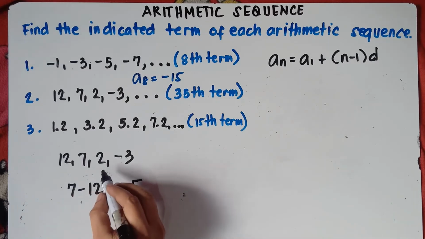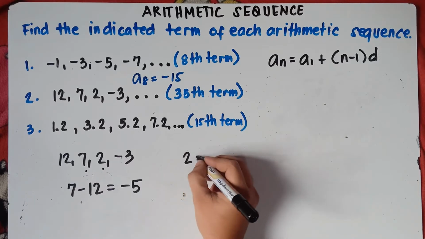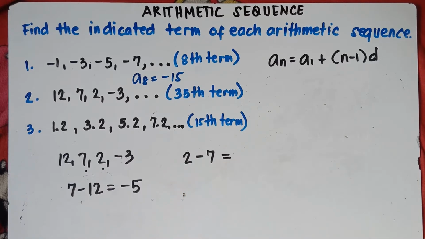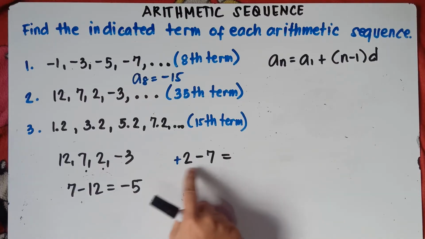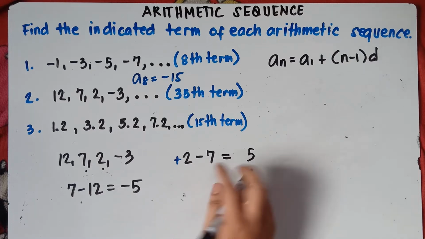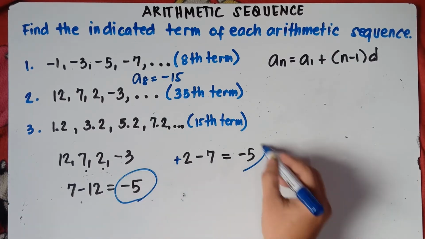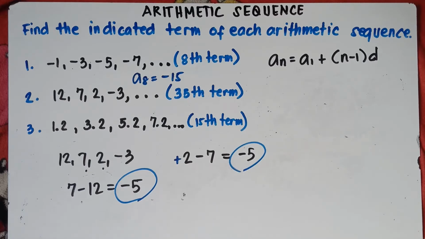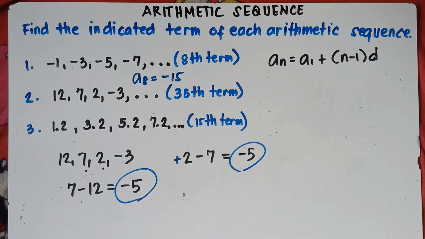You also check, class, subtracting third term minus the second term. 2 minus 7. Once again, you think this is positive and this is negative. If the signs are not the same, subtract: 7 minus 2 is 5. Then copy the sign of the larger number, which is negative 5. So therefore, they have the same common difference. Alright, so this is an arithmetic sequence, class, because they have the same common difference.